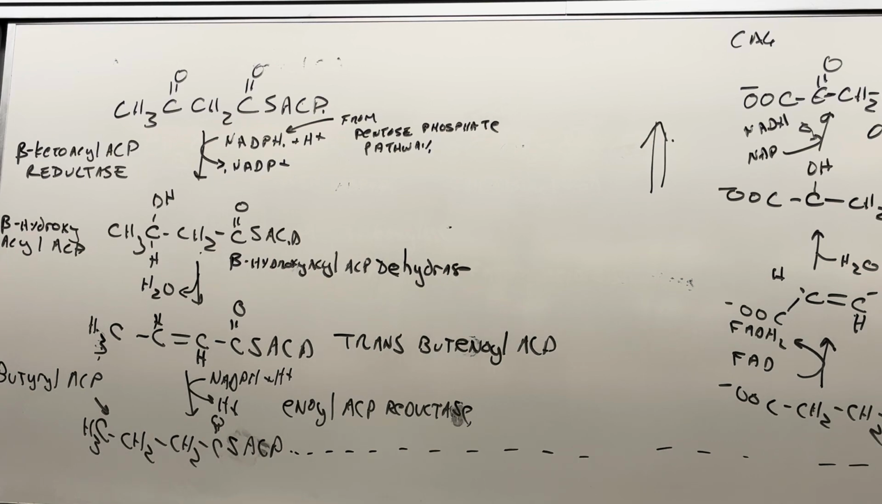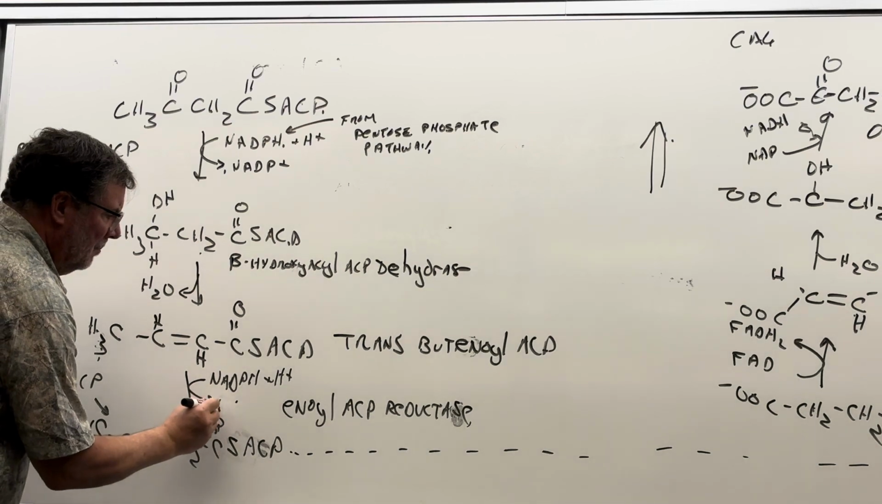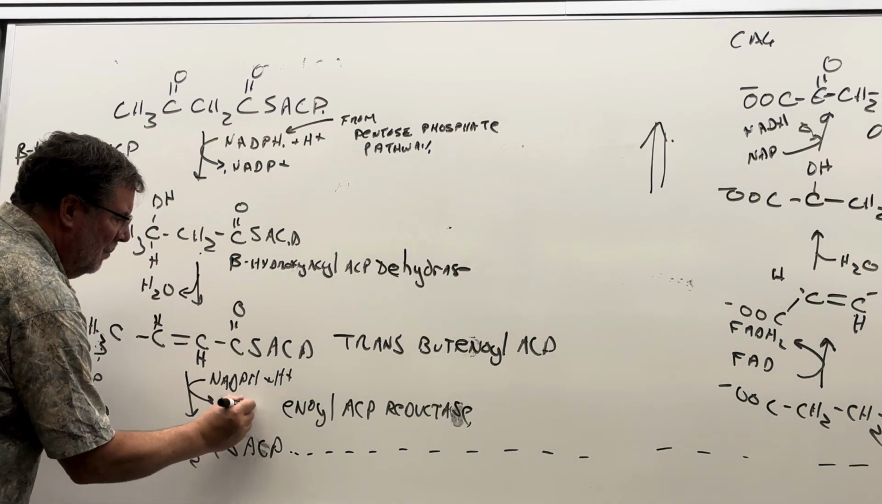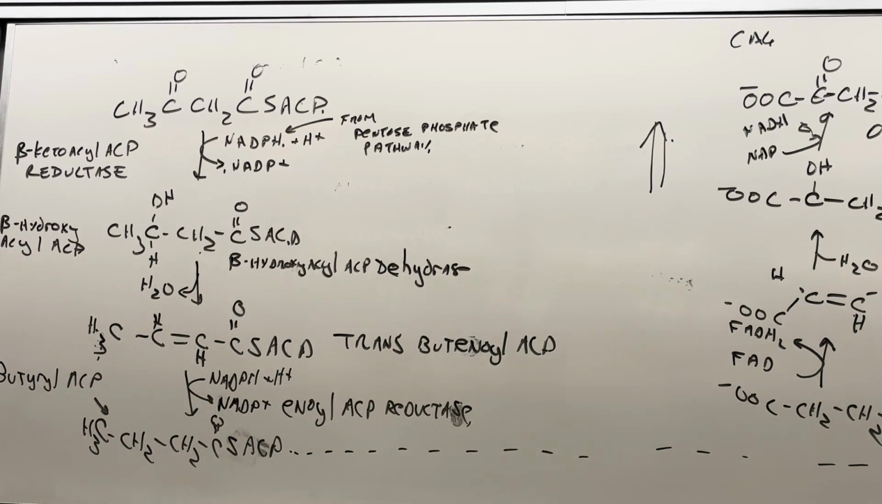Can I ask about this step here with the enoyl ACP reductase? Usually it goes to NAD+, right? But what's going on there? Oh, yeah, thanks.